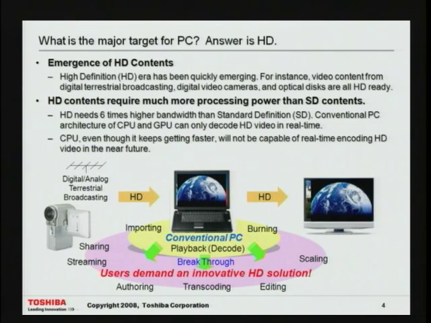On the other hand, HD contents require much more processing power than SD contents. For example, current CPU and GPU can decode HD video in real time, but it's still hard to encode HD video in real time, even for high-end CPU and GPU.